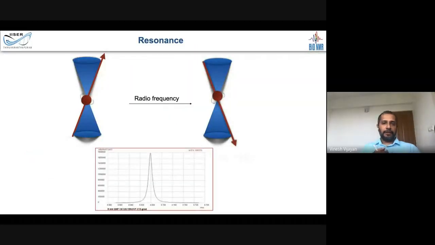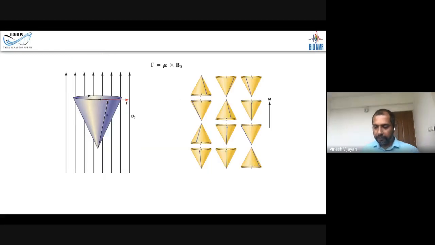So this is the resonance. You have a spin which is up, with MS being half, and for a positive gamma, you apply radio frequency, you flip the spin, and the absorption is what we see. So NMR is an absorptive spectroscopy. But the problem is how we actually acquire it.